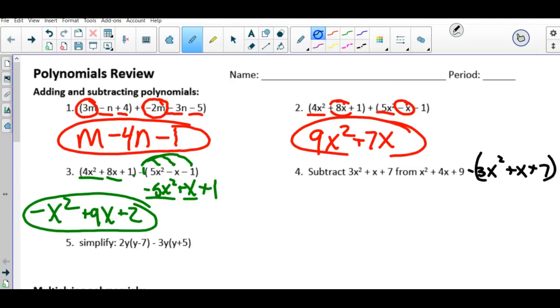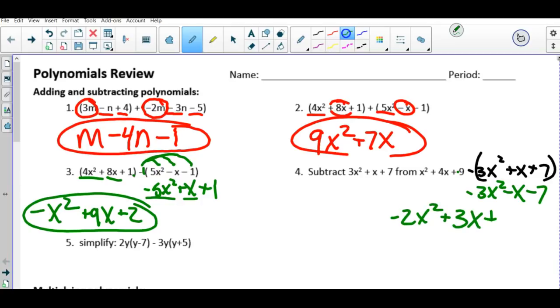So that's the problem that they're giving us. Then we distribute the negative. Minus 3x squared, minus x, minus 7, then combine like terms. So negative 2x squared, 4x minus x is plus 3x, 9 minus 7 is plus 2. Be careful, don't subtract that backwards.